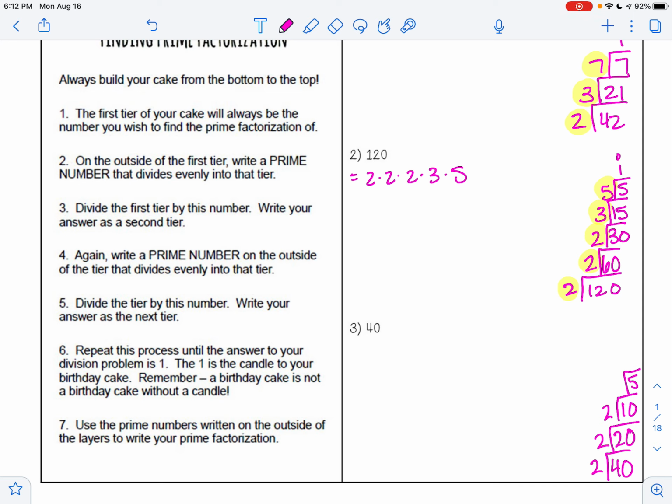And the smallest prime number that goes into 5 is 5. 5 goes into itself 1 time. When you get to 1, you're done. This is the candle to your cake. So the prime factorization of 40 will be 2 times 2 times 2 times 5. That would be our answer.